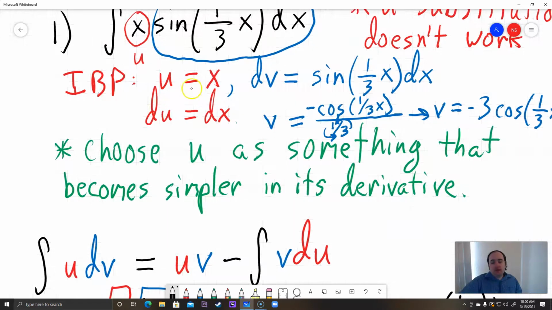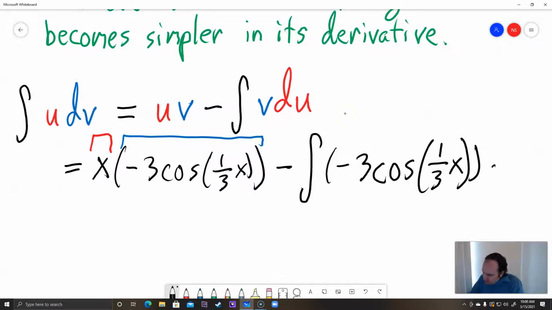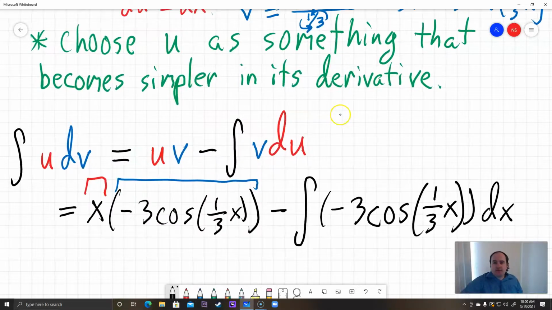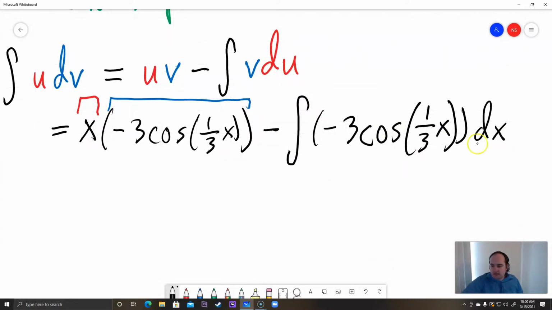But we were smart and we chose u to be x, so du is just going to be dx. Because we were smart about choosing u to be something that became simpler when we took the derivative, now all we have to do is this integral here, and that one's a heck of a lot easier than the original one. Okay? So over here we don't even have to do an integral, so we just have negative 3x cosine of 1/3 x.